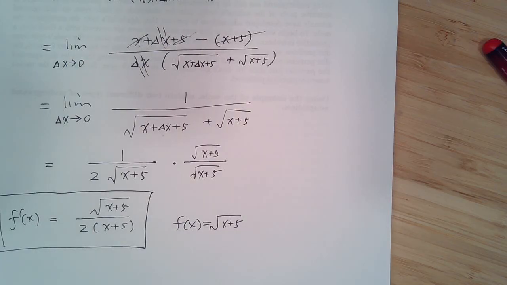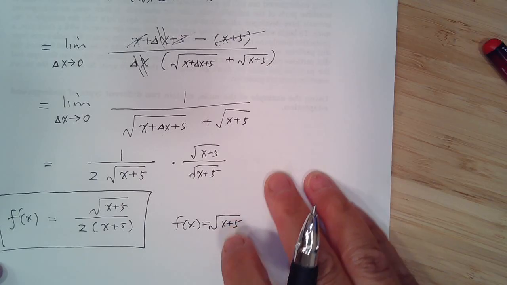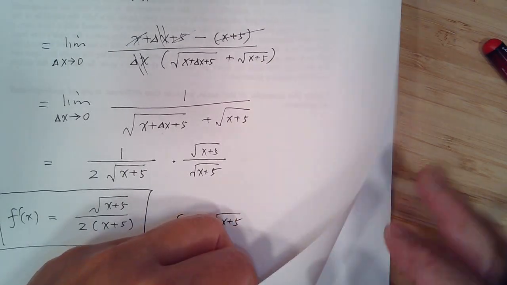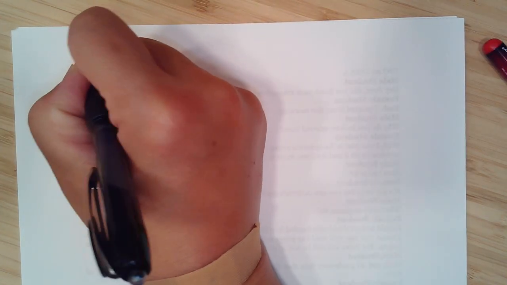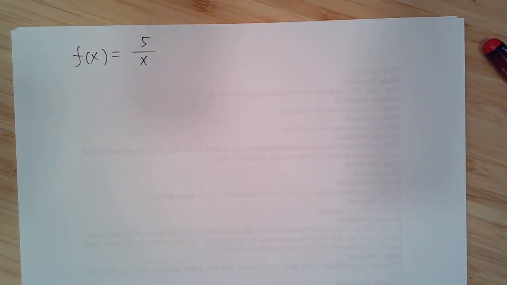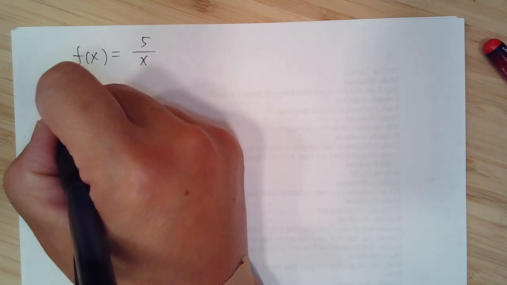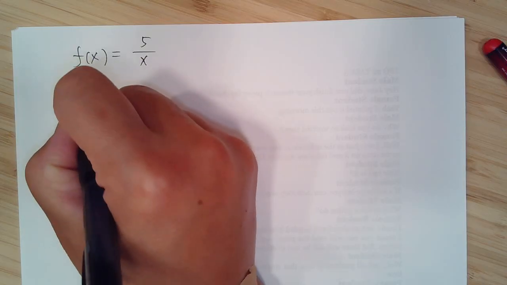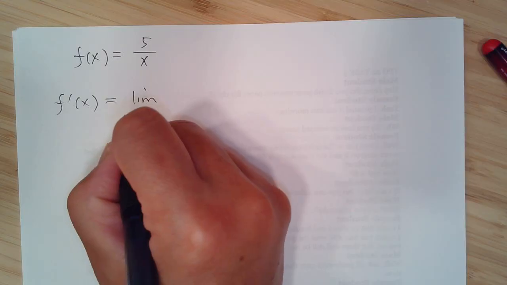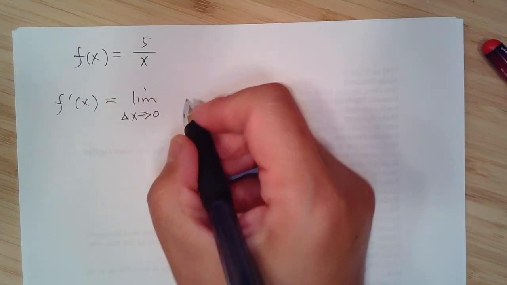Now, we did a linear, we did a quadratic, we did a cube, and then we did the square root. I think another one is rational. I want to put an x in the denominator. You're going to see what happens. So one more example. I give you f of x equals 5 over x. Then find f prime.